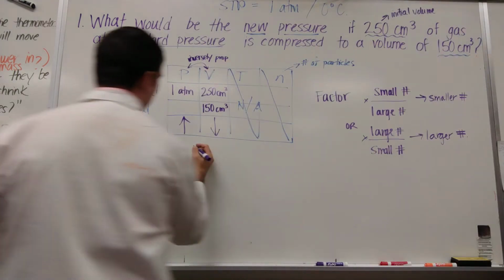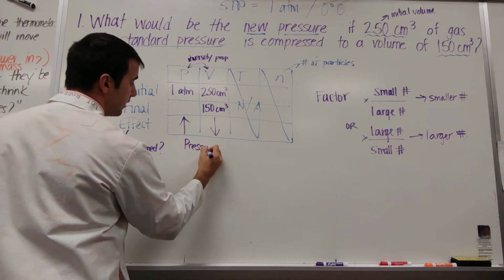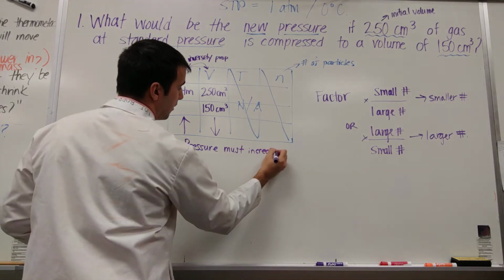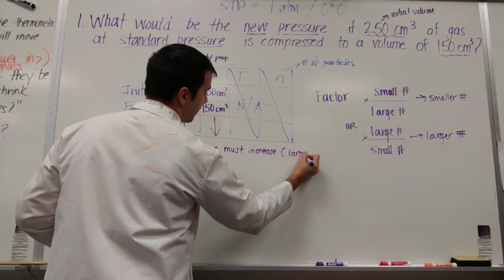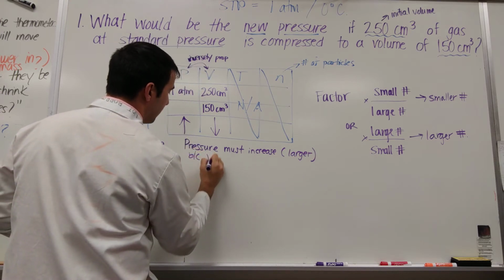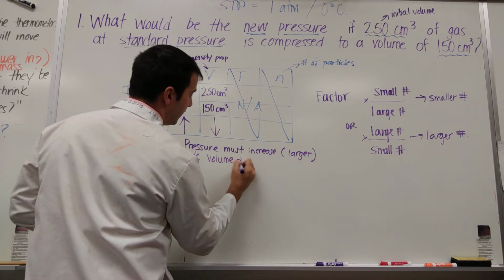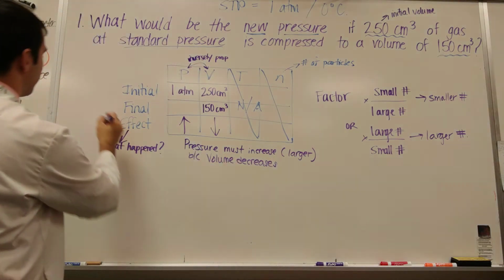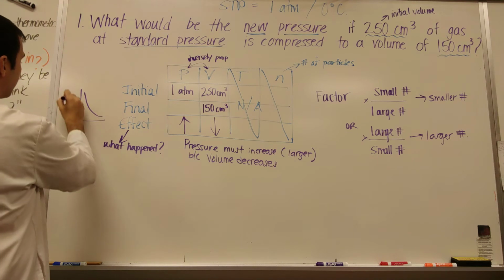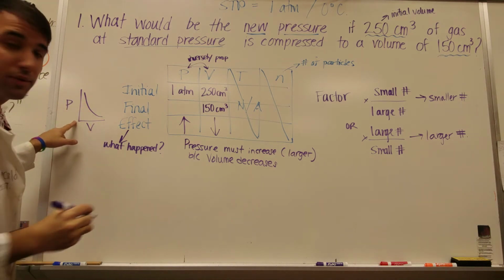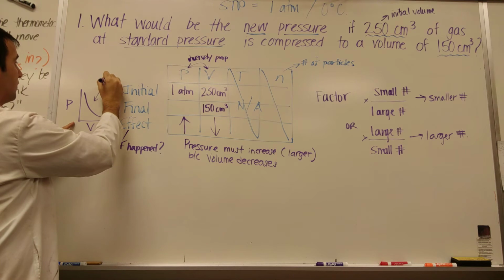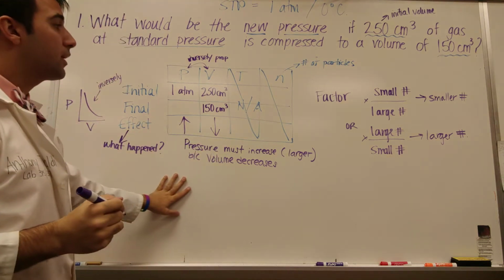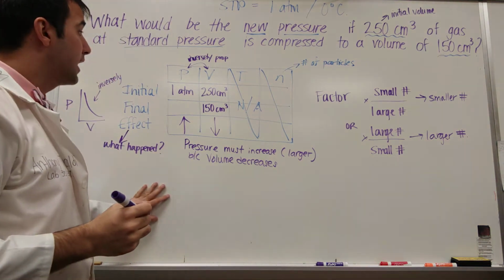Well, I already figured out that my pressure must increase or become larger because volume decreases. And if you remember the graph of pressure versus volume, it looked like this curved graph. This means it was inversely proportional. So whenever I do the one, I do the opposite to the other. So I could start setting up my calculation.